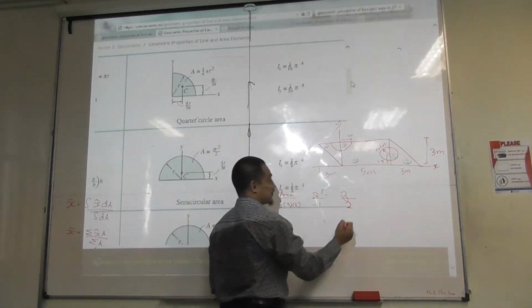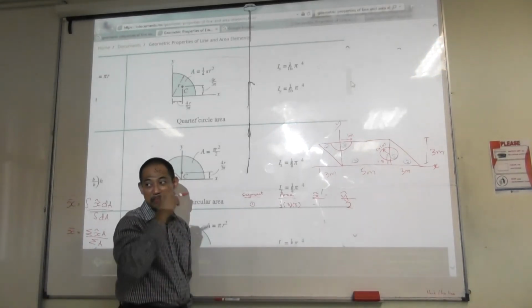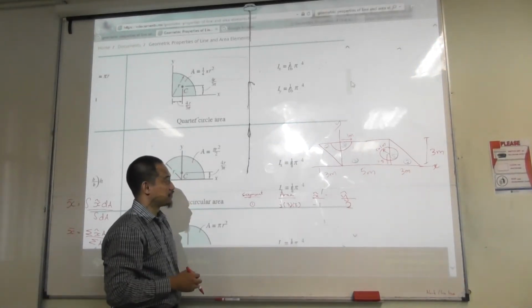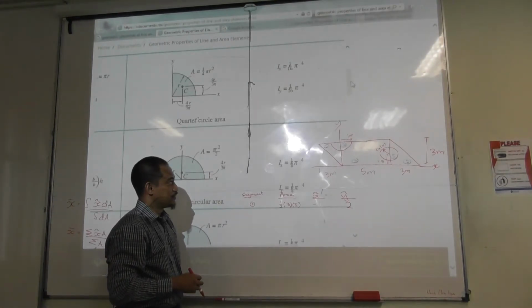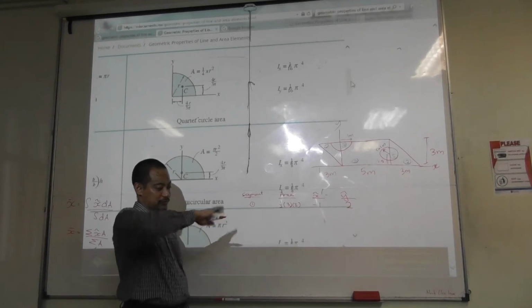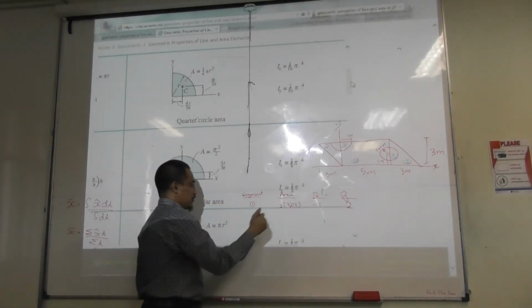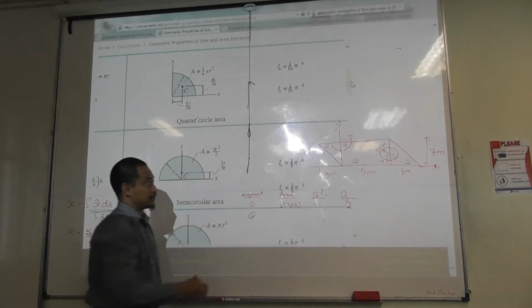2, positive 2. Yes. Everyone get the same? Ada yang dah tak faham lah? Straightforward je, right? It's just that if you are not familiar dealing with things that are rotated or something, then you might make mistakes there, right? Okay, the rectangle, number 2.